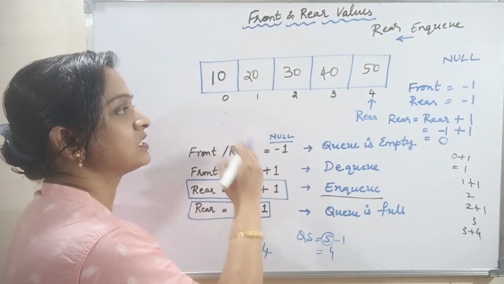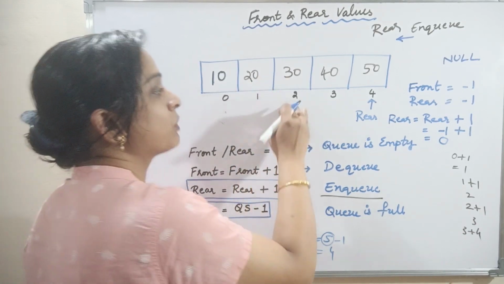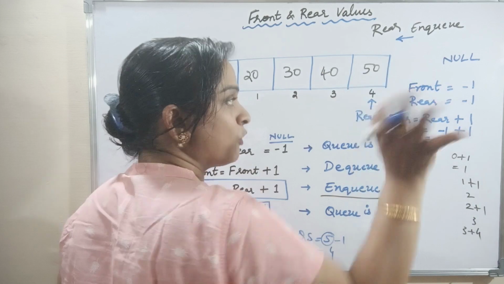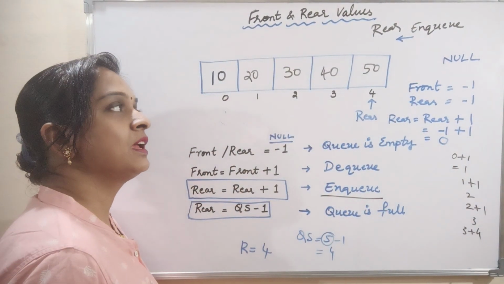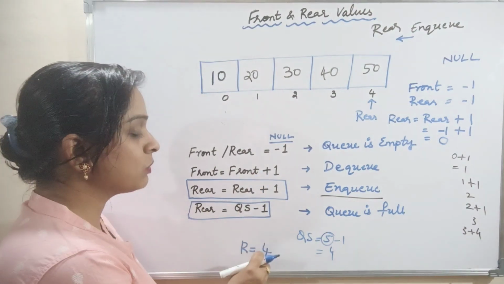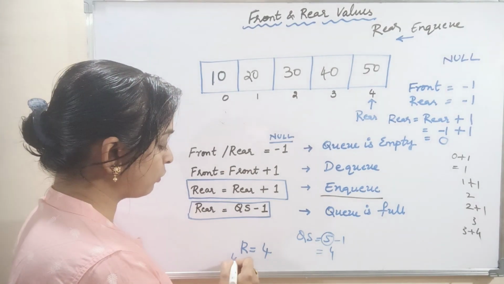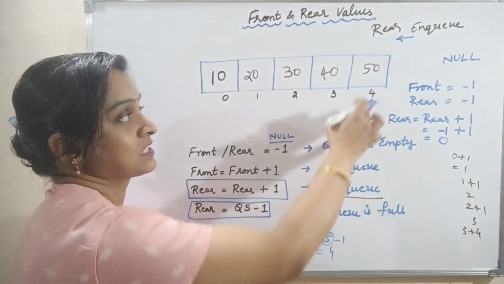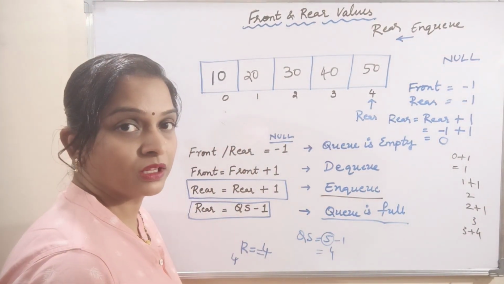See, we increase the rear pointer. So I increased -1 plus 1, 0, then 0 plus 1, 1, 1 plus 1, 2, 2 plus 1, 3, 3 plus 1, 4. Now the rear is pointing to 4. I also entered the element. Then when the rear pointer equals queue size -1, so it is 4. Rear is 4. 4 equals 4? Yes. Then I get a message, queue is full.